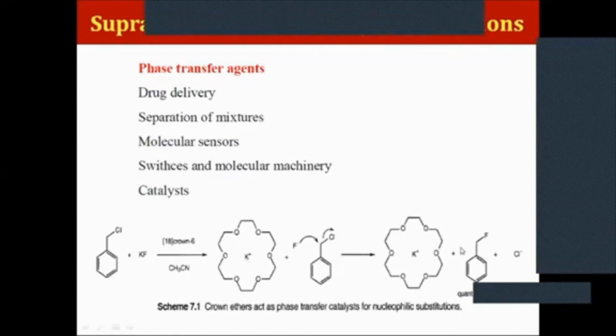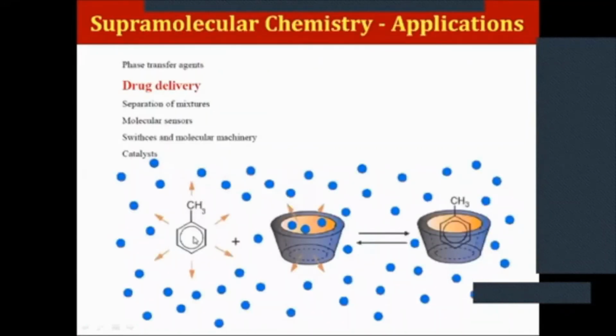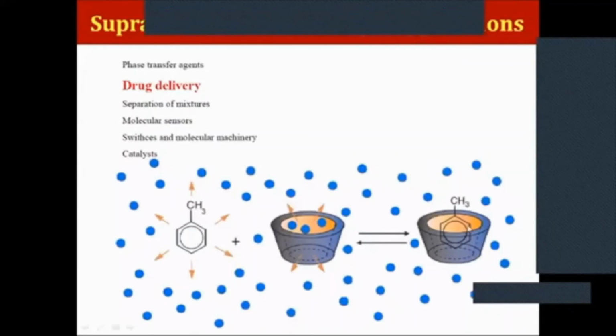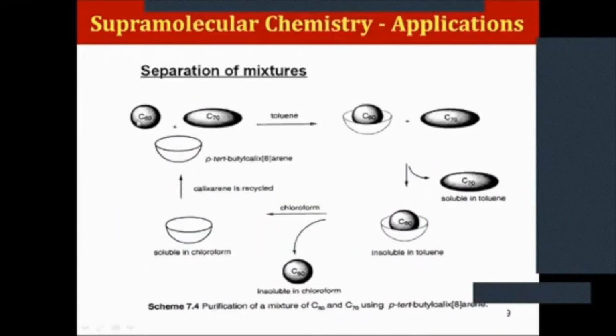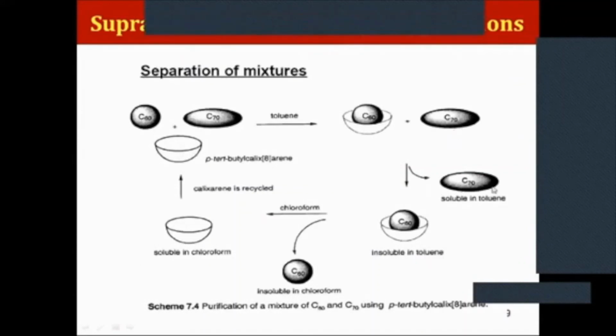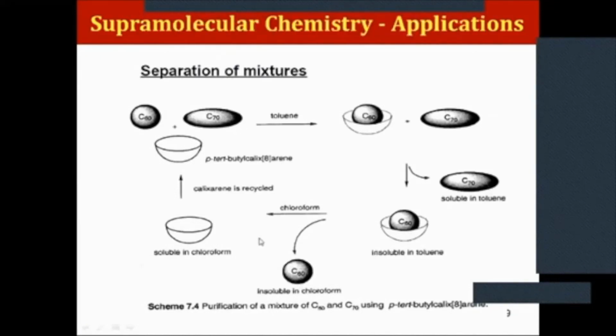In a drug delivery system, this may not be soluble in lipids and the aqueous phase, but on encapsulation into cyclodextrin, it becomes soluble and can easily deliver its drug. And separation of mixtures: if you take a C60 and C70 mixture and put a calixarene or something inside, it captures C60, so that C70 is freely taken away by solubilizing in toluene. But this complex is insoluble in toluene, so when you put it in chloroform, the C60 is soluble in chloroform, it can be taken out, and this calixarene is recycled again. So it is used for separation of mixtures.